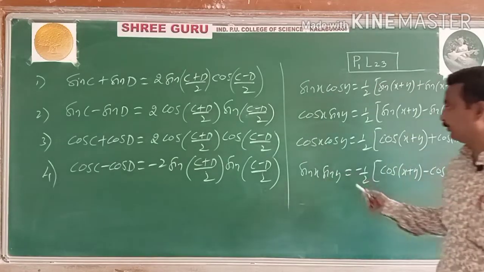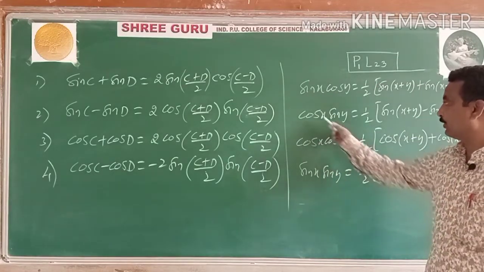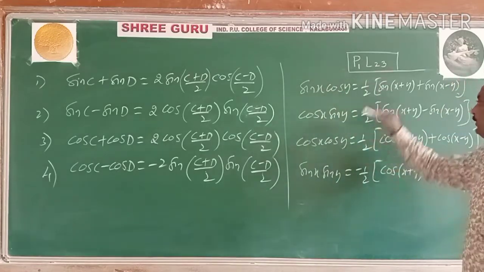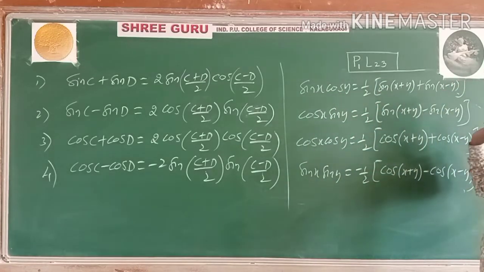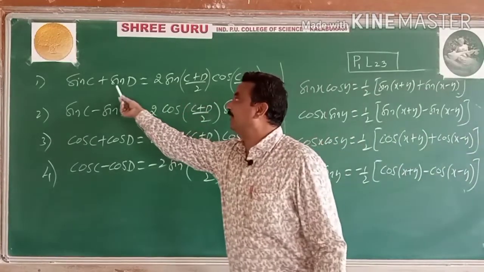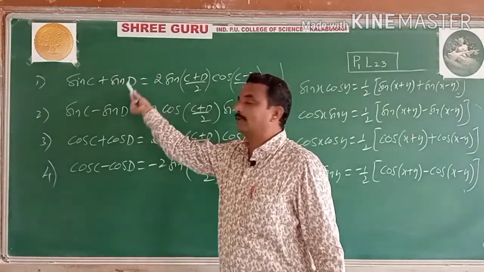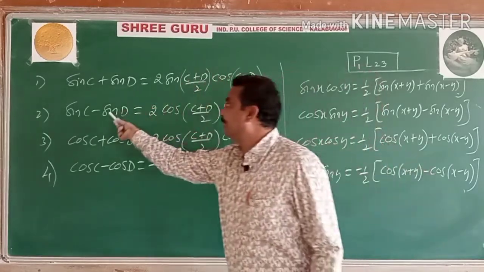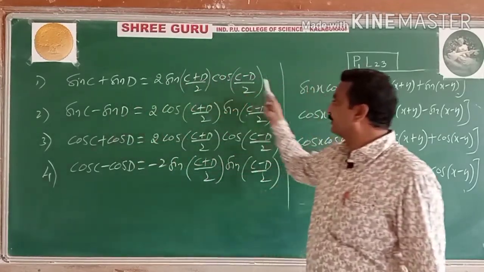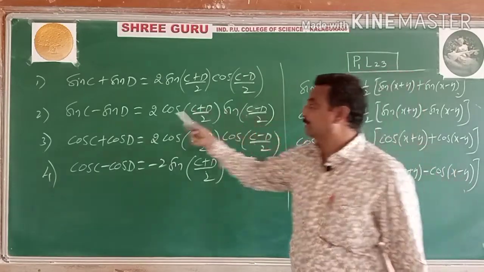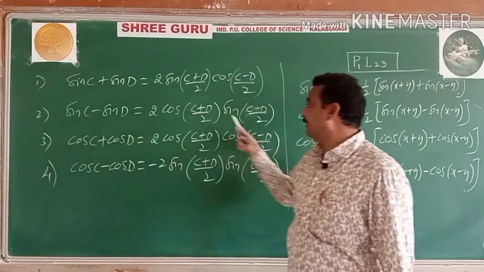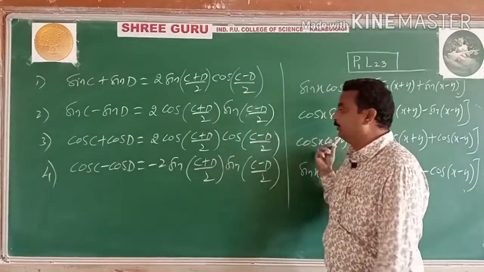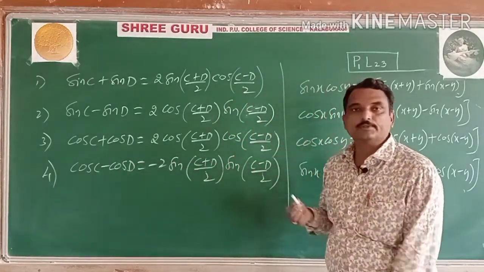Sin 10 into sin 20, cos 10 into cos 20, cos 10 into sin 20, sin 10 into cos 20. You may express in these ways. When they are sum, sin c plus sin d, sin 20 plus sin 30, you may express in terms of product. Sin 20 minus sin 30, you may express in terms of products. Cos 20 plus cos 30, you may express in terms of product. Cos 20 minus cos 30, you may express in the form of these.